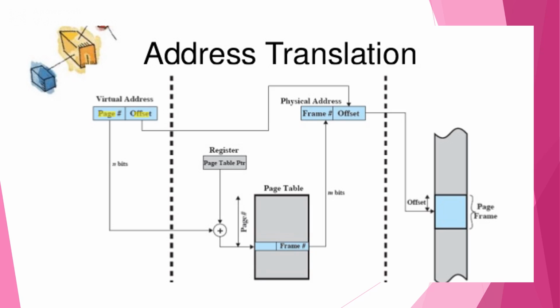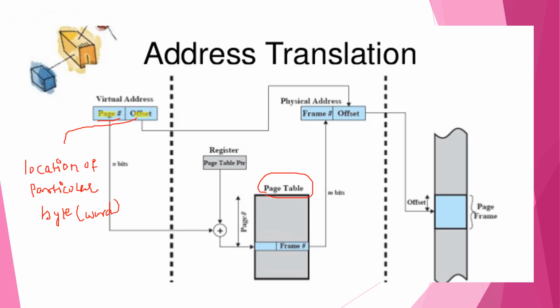The offset field of the logical address specifies the location of a particular byte, or it may be a word, within a page. The virtual page number indexes into a page table.